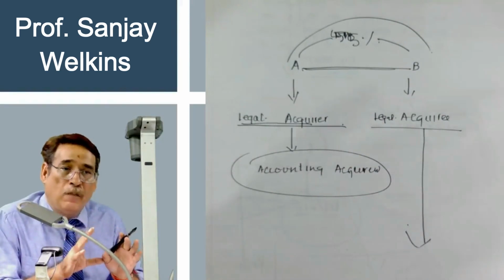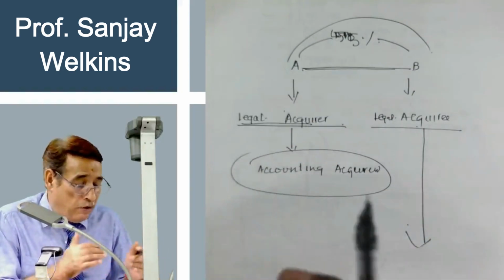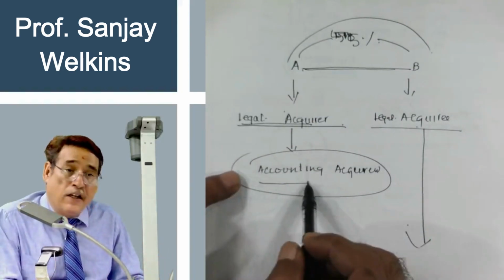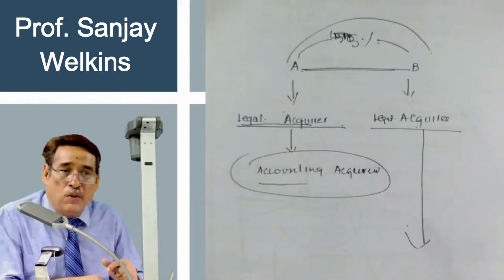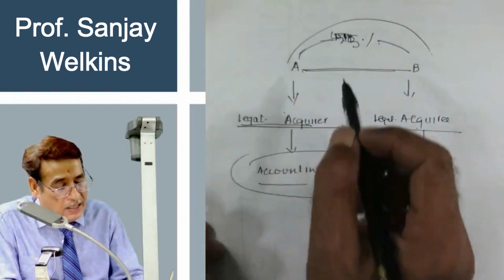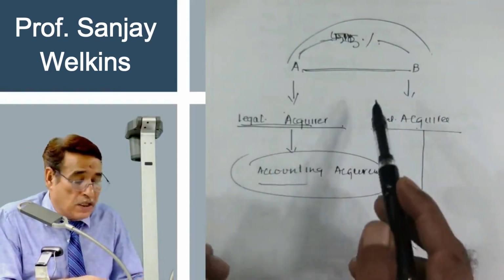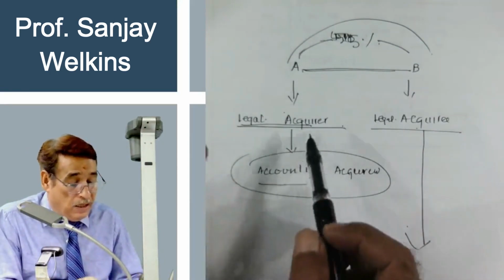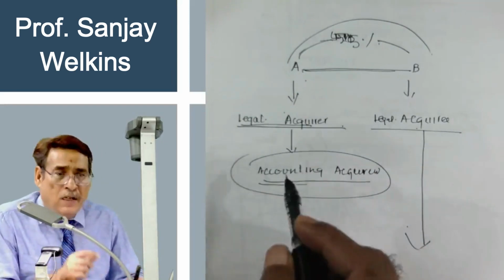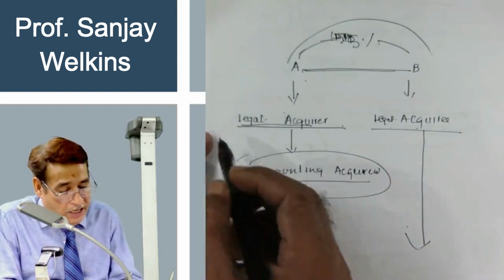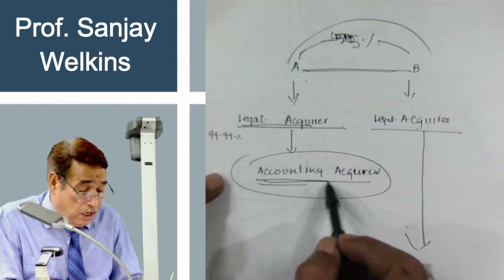That means from the legal provisions, A will remain the legal acquirer, and B will remain the legal acquiree. However, accounting acquirer generally means the entity who has got the control. So in this case, A has invested in more than 50% stakes of B Limited. Quite obviously, A Limited is having the control, so A will also be the accounting acquirer. That is the reason why I am saying 99.99% legal acquirer will remain accounting acquirer.